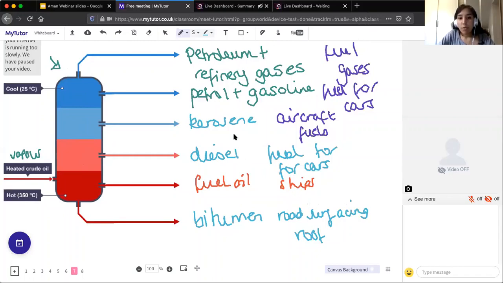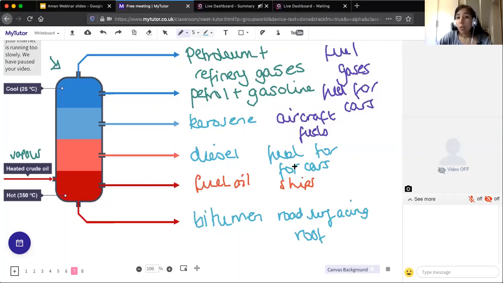Now there's a bit of a discrepancy between the exam boards here. What I've noticed with AQA exam boards, they tend to ask you what the fractions are used for. For example, they might say, you've got kerosene, what's that used for? That's a really common one. So kerosene is one I would definitely remember, that it's used for aircraft fuels. Edexcel do tend to want you to know all of them. And OCR, again, they tend to be a bit like AQA and ask you for their uses.